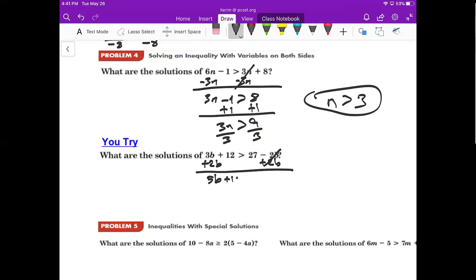And then 27, subtract 12, 5b greater than 5, and then divide by 5. As you see, I divide by a positive number. If I subtract 3b from both sides at the beginning, I'm going to do this one with the negative 5, so I need to flip the inequality. So that's going to give us b greater than 3.